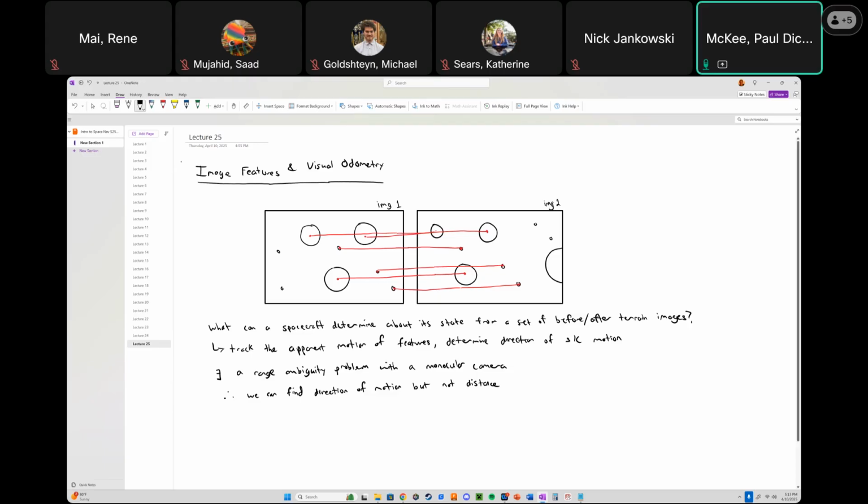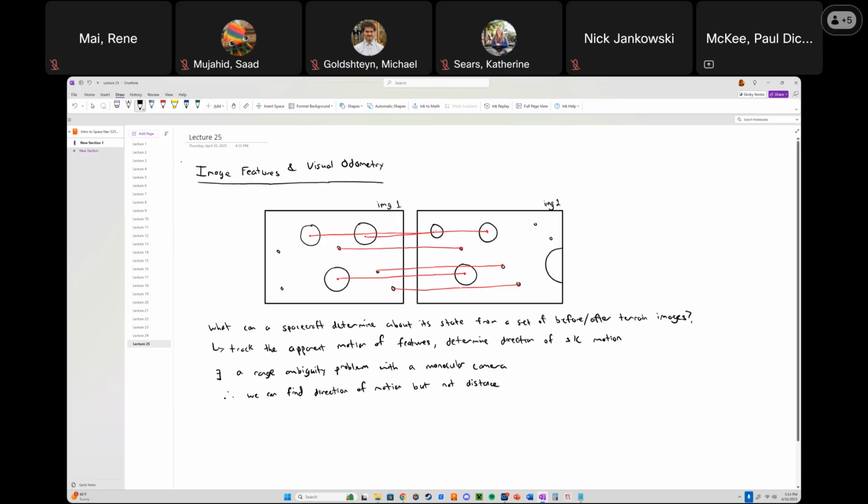Now, if we had a stereo camera pair and we were doing this with a pair of before images, like left eye, right eye, and then a pair of after images, then you could actually determine your distance that you've traveled, provided that you've done some sort of extrinsic calibration and you know the baseline of your cameras, right? But a single camera, no depth perception, there's a range ambiguity problem. Are we zooming over features that are close to us, or are we moving slowly over features that are very far away? How does that work?